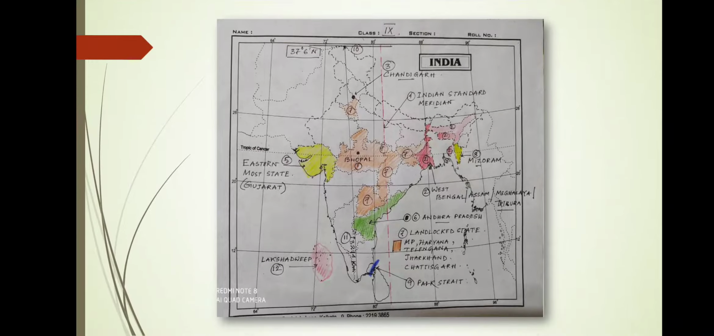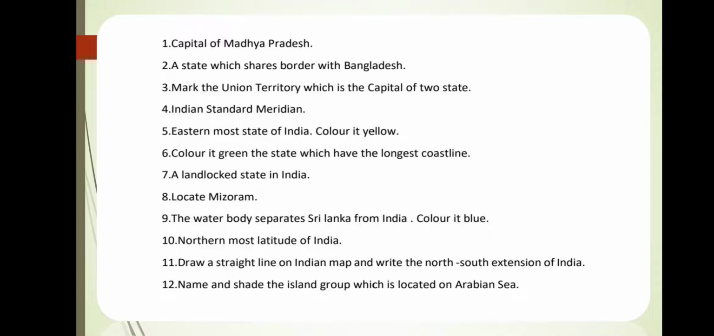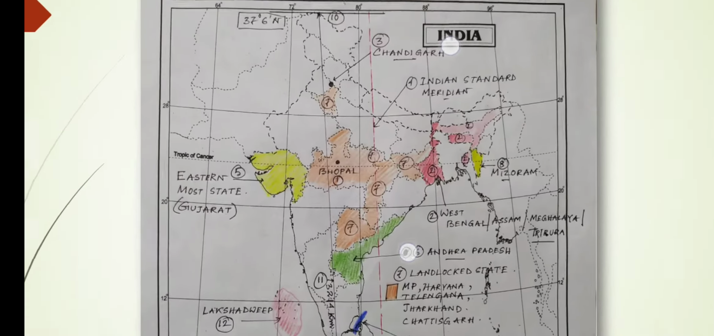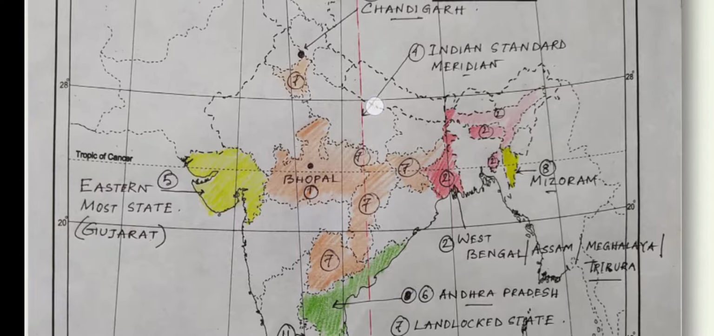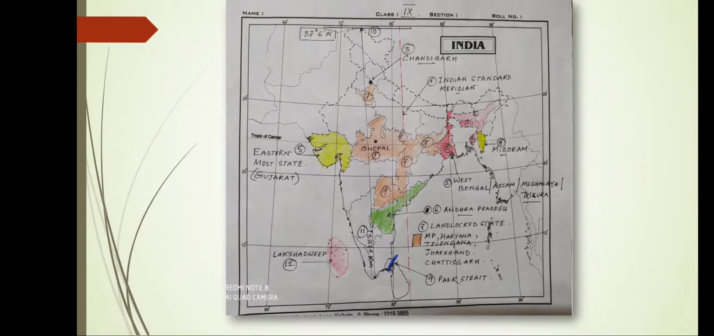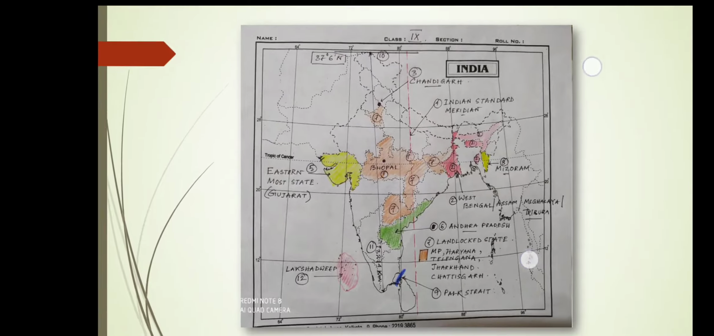Now let us go to the next one. Indian Standard Meridian or Indian Standard Time, number 4. Here is the Indian Standard Meridian which is passing through Mirzapur in UP, and it is the main meridian of India from where the entire time of our country is calculated. So number 4 is the Standard Meridian of India, this straight line which is passing through India. So this is the answer of number 4.